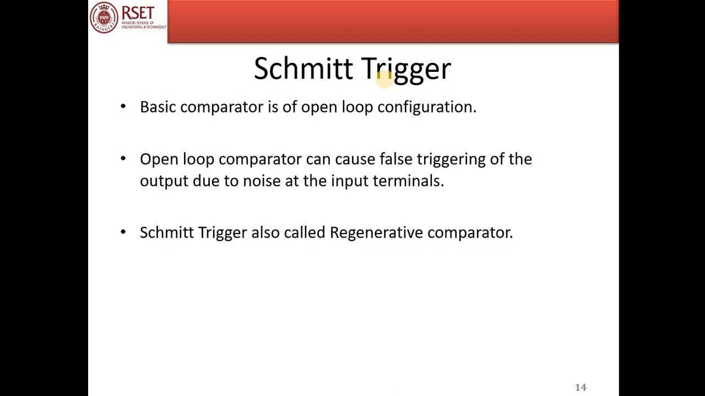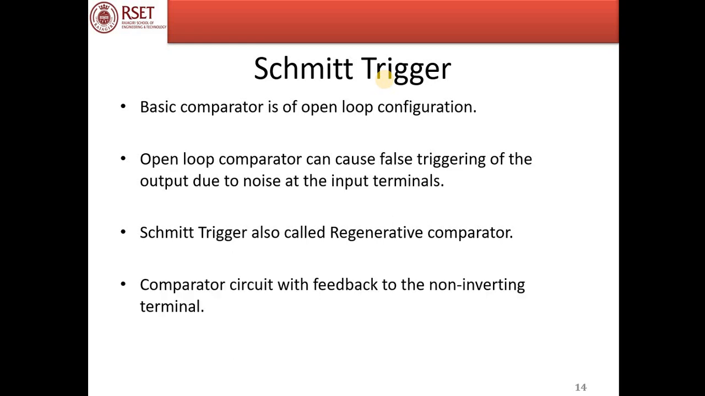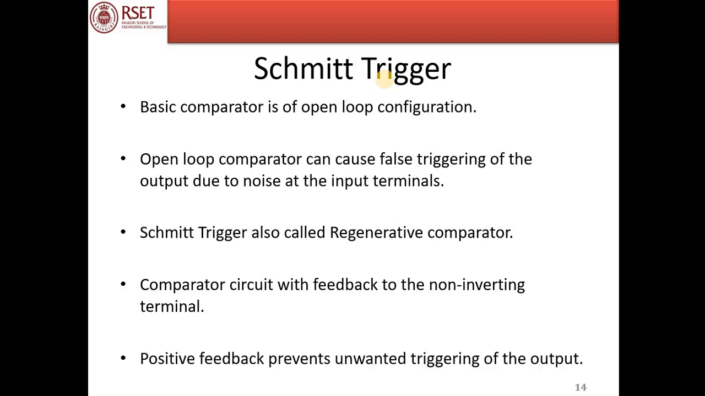This drawback is solved by means of a Schmitt trigger. Schmitt trigger is a comparator circuit which has a positive feedback. That is, feedback is applied from the output of the comparator circuit to the non-inverting terminal of the op-amp. Schmitt trigger is also called a regenerative comparator. And as I said, it is a comparator circuit with a feedback to the non-inverting terminal. So, why do we go for a feedback to the non-inverting terminal? That is to solve the drawback of false triggering of the output due to noise at any one of the input terminals.